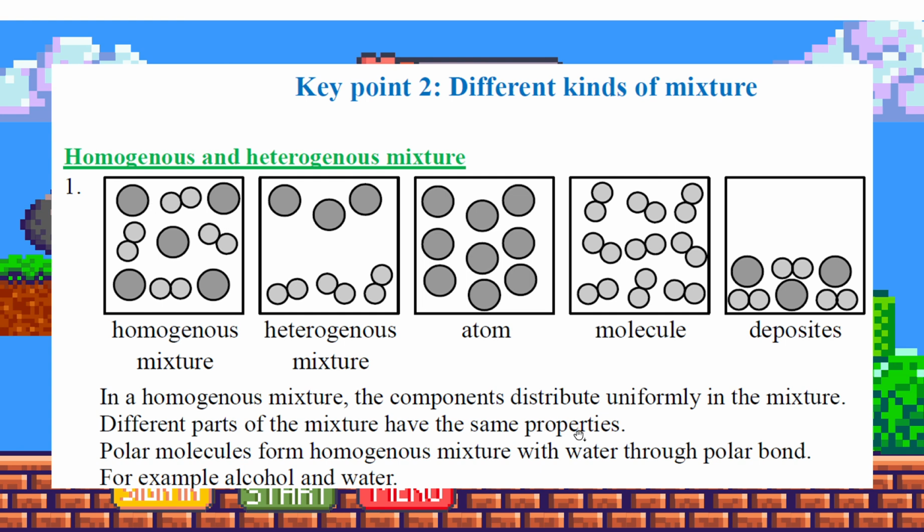For example, polar molecules form a homogeneous mixture with water because water is also polar. They form polar bonds. For example, alcohol is a polar molecule, so alcohol and water can mix together. They can mix in a lot of different ratios, coming out with concentrated alcohol or less concentrated alcohol, depending on how much water is inside, and we call it homogeneous.